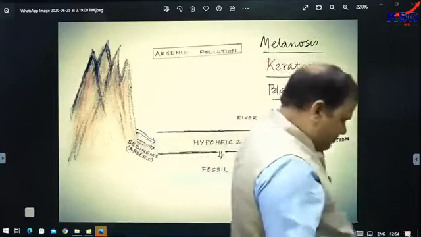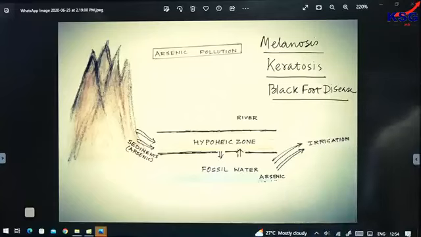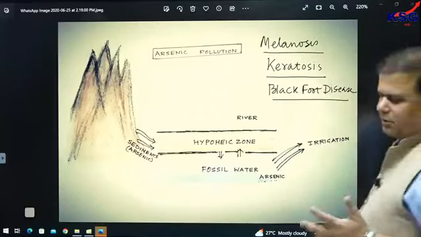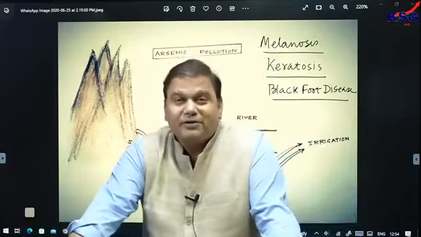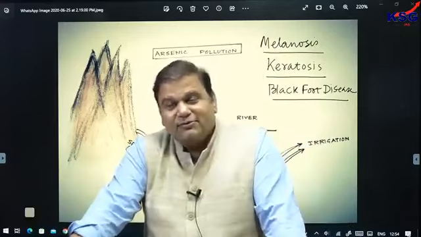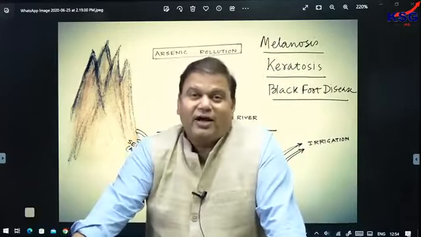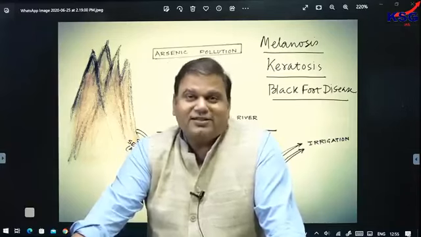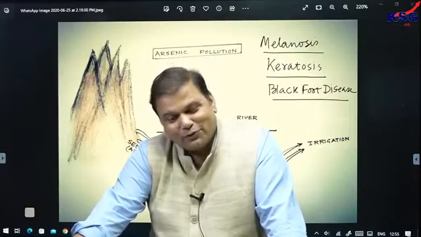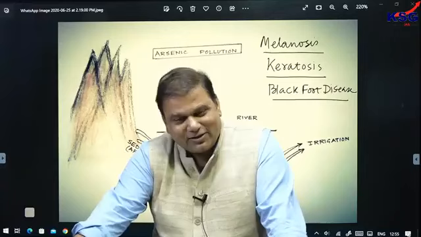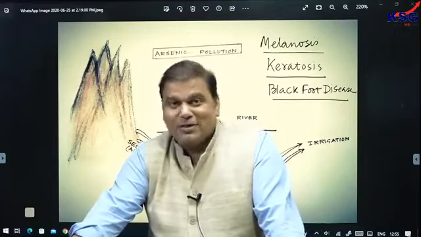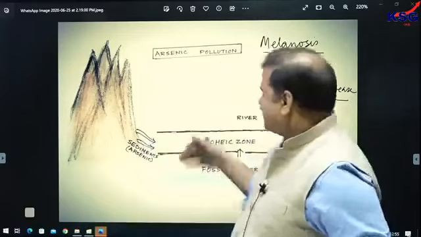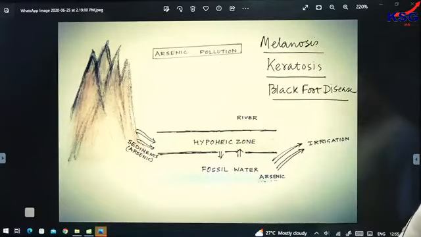Melanosis means that this is a disease in which the color of the skin turns dark due to excess deposition of melanin pigment. Keratosis is a disease in which the skin turns dry and scaly. Blackfoot disease is a combination of both, which would be having its impact on legs. So all these are adverse impacts. Now, what can be done for this purpose?